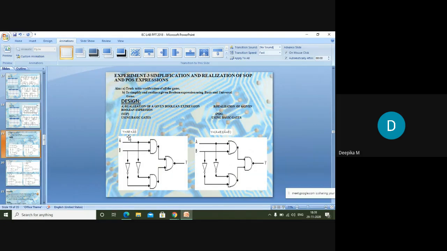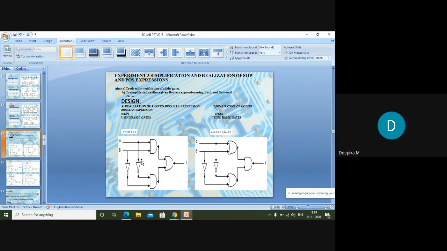So you can see here, first we have AB, A into B. A into B is nothing but the AND function, so I'll be using the AND gate. You can see here, this is the AND gate I am using, and A and B are the inputs. Now again we have A bar and B bar, which is another AND function.